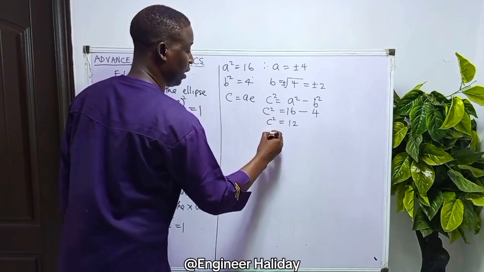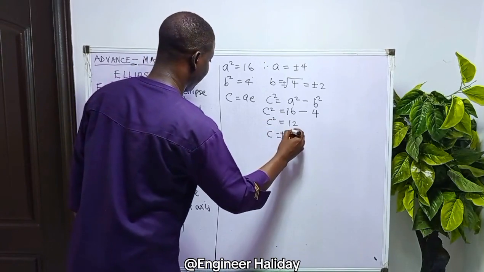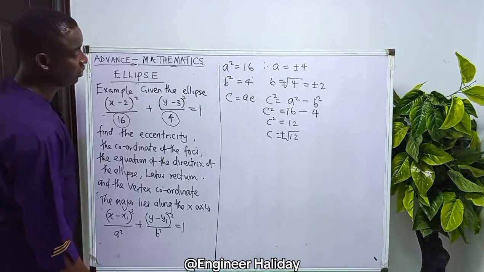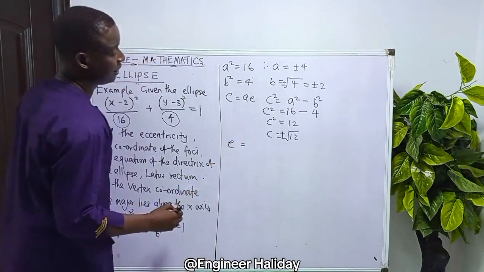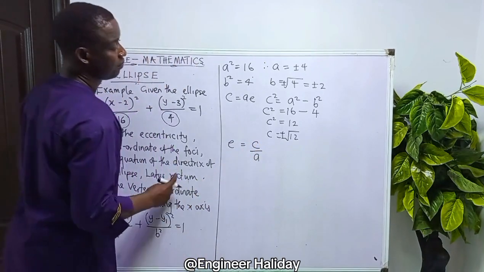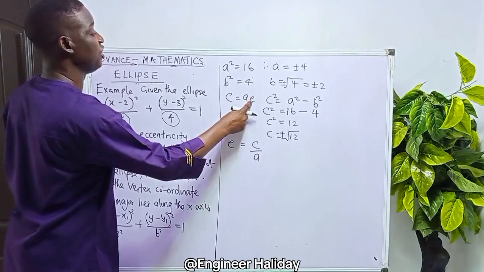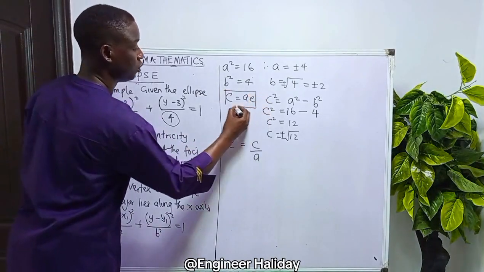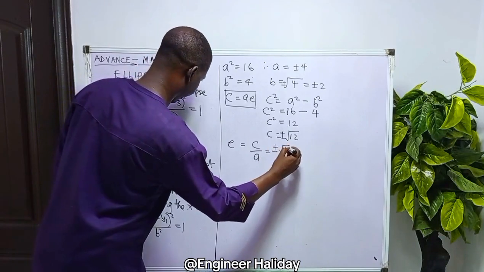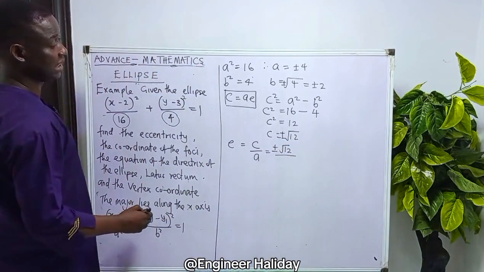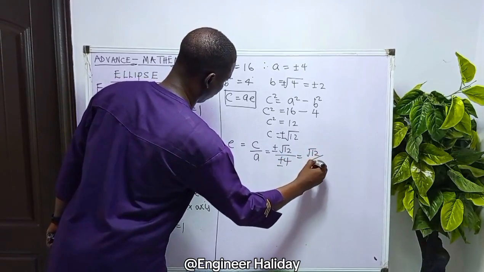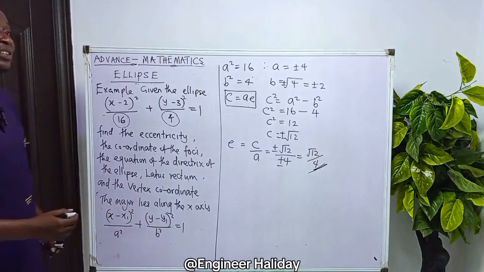Then c will be plus or minus square root of 12. Then to get the eccentricity, it will be c over a, because from the formula c equals ae, you will discover that e gives us c over a. What is c? Plus or minus square root of 12. What is a? Plus or minus 4. So our answer is square root of 12 over 4, and that would be your eccentricity.